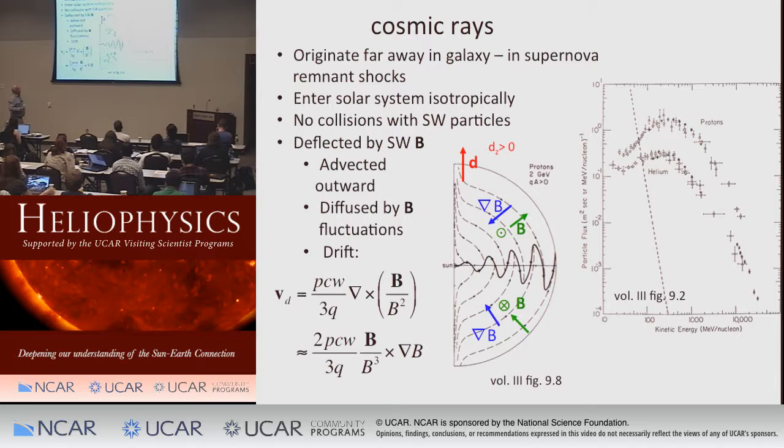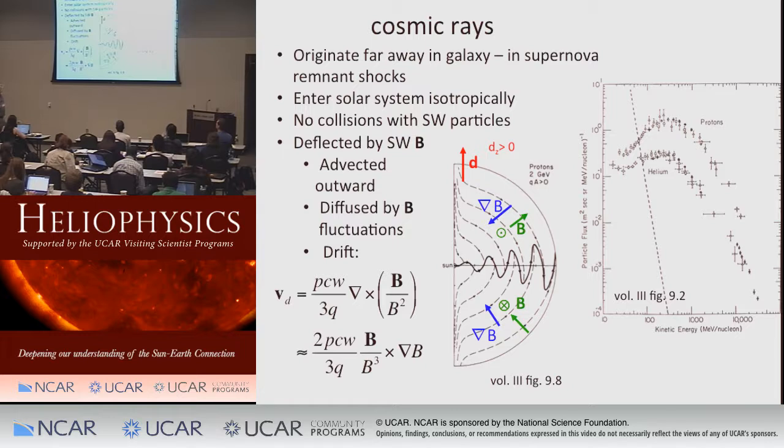So as far as these particles are concerned, all they see is a spiral magnetic field, but the magnetic field has a pattern that's moving outward. Okay, so we have no collisions, but we do have deflection by the solar wind magnetic field. And that magnetic field is convected outward. There are also fluctuations in it, about which I expect we'll hear more. That basically causes some diffusion.